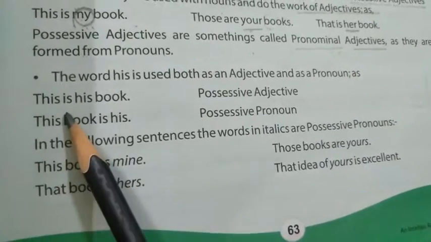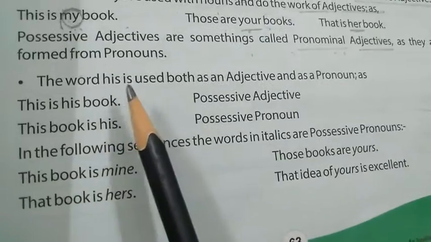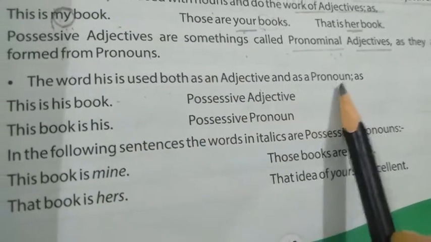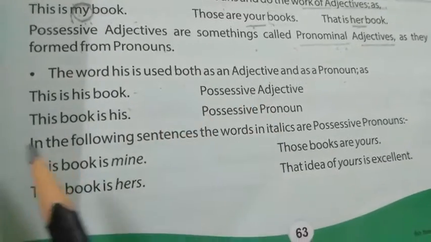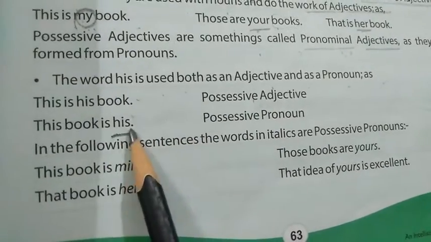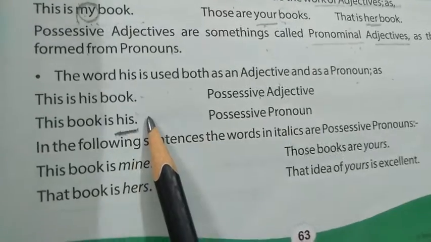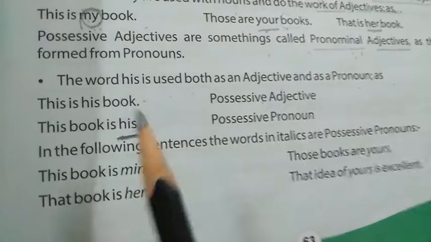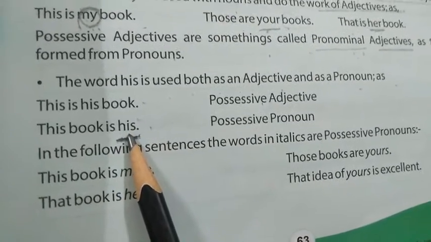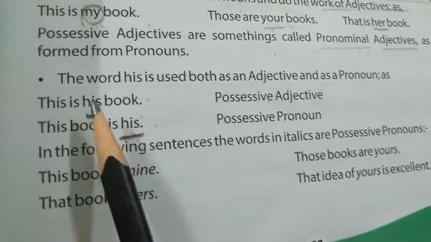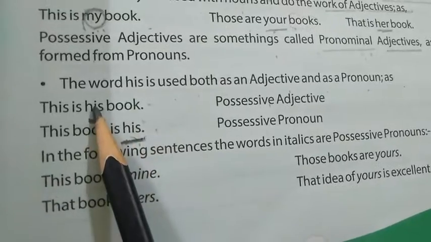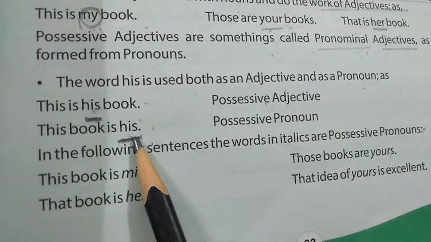Okay. Now let's see here. The word his is used both as an adjective and as a pronoun. As this is his book, possessive adjective. This book is his. Now here his is used in the end. No noun is there after his, but it is acting as a possessive pronoun. It remains same in both the cases. If we will use her, here it would be her, but in the end her will become hers.